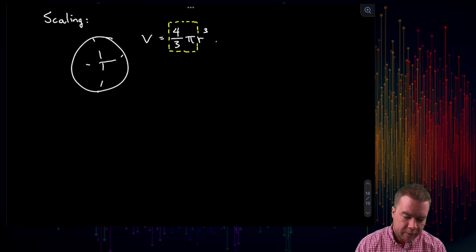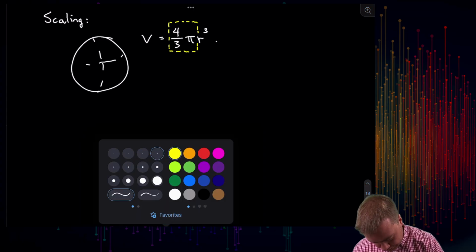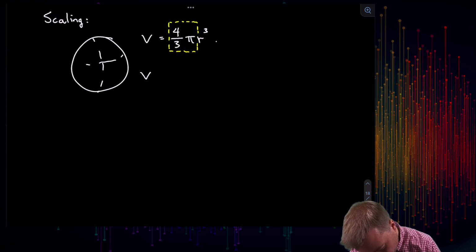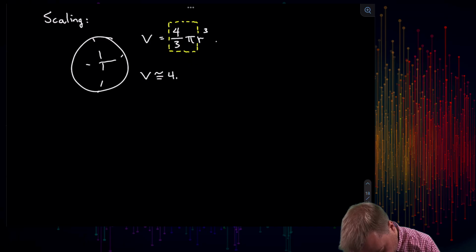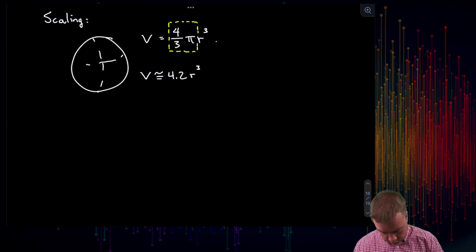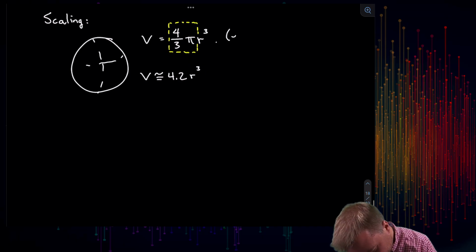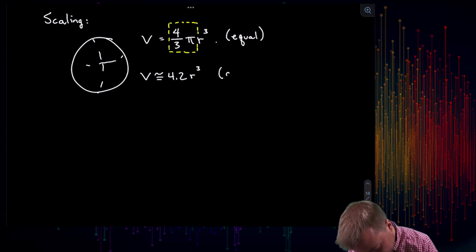And what is 4/3 pi? Well, I think I know what it is, but let me make sure. Okay, so it's 4.1887 something, something, something. So that means that the volume we could write as being approximately equal to 4.2 times r cubed. So what we're saying here is that this is approximately equal.